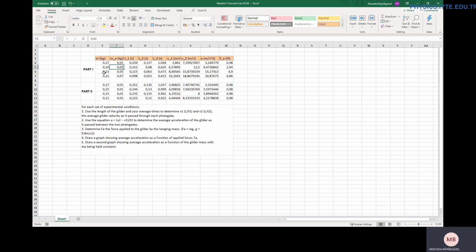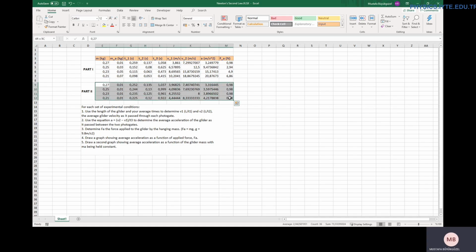Again, 0.28 total mass, 0.28 total mass, and again 0.28 total mass here. But the hanged mass is increasing, which means the applied force is increasing. On the second part, what I did was I decreased the mass on the glider, but kept the hanged mass constant, and by doing that, I kept the total force on the system constant.